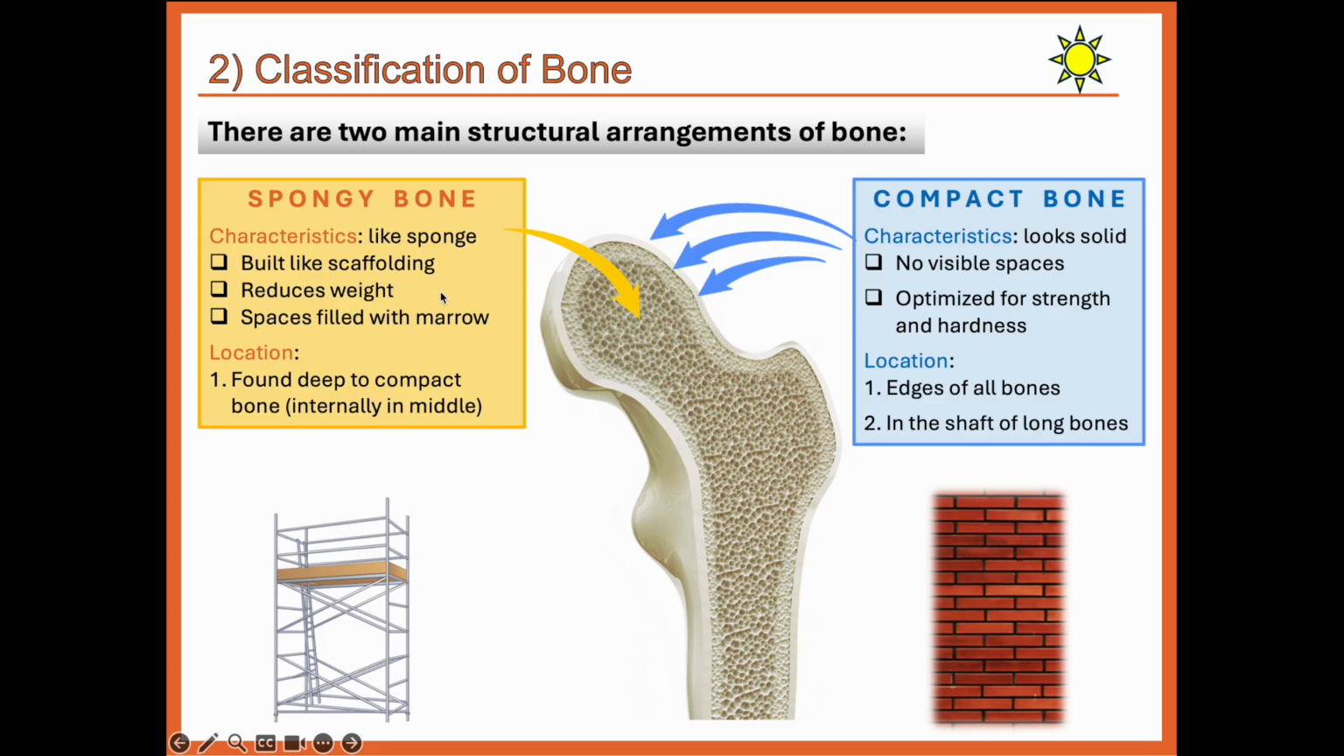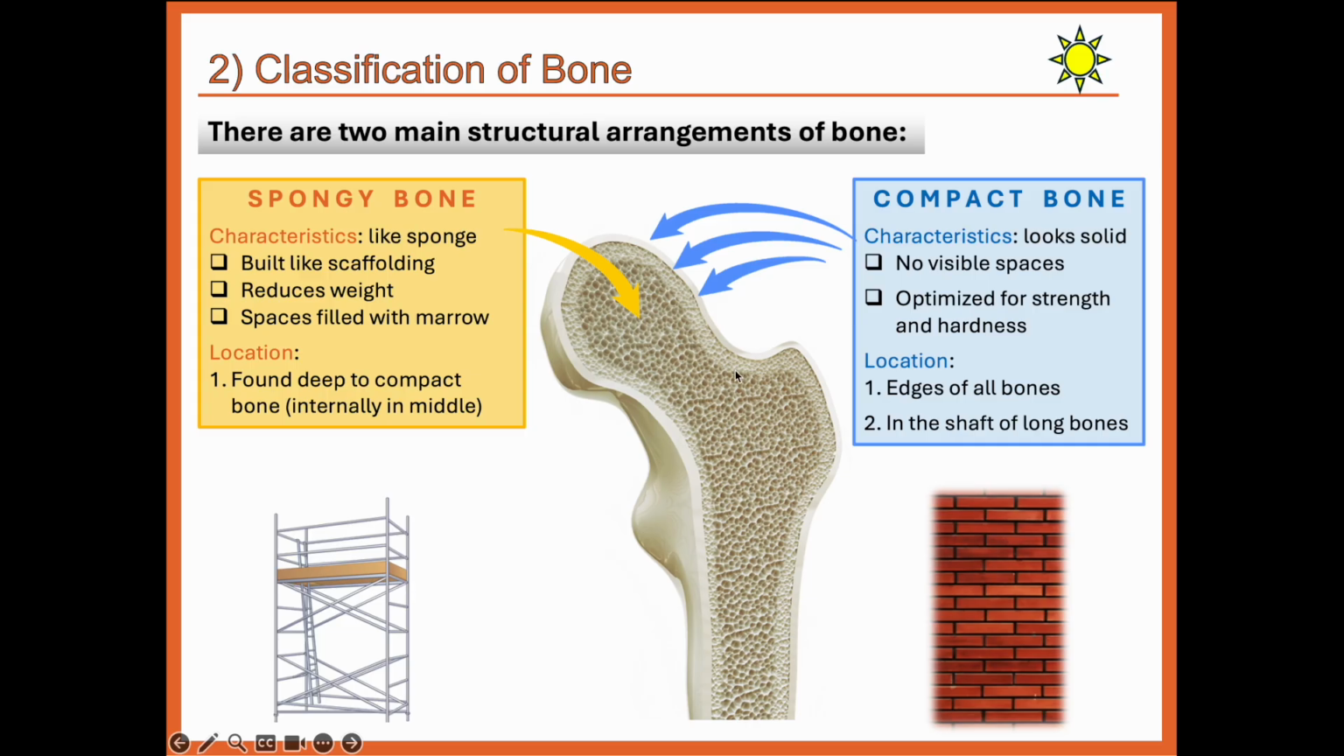Imagine if all our bone was this compact bone, we would be super heavy and we wouldn't be able to even lift ourselves. So we need spongy bone in the middle to make it a bit lighter. And in these spaces, in the holes, we could actually have these spaces filled with what we call marrow. We'll see red marrow and yellow marrow.